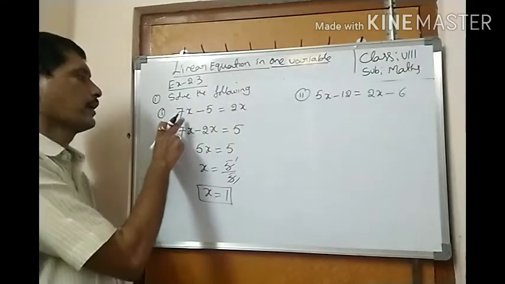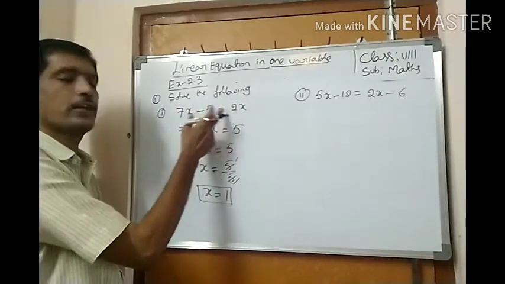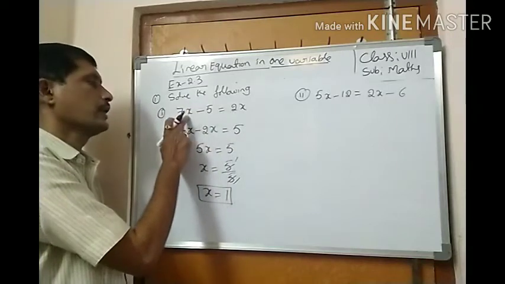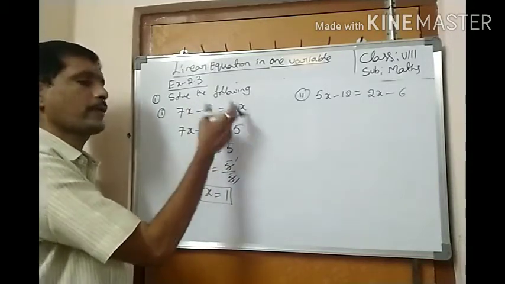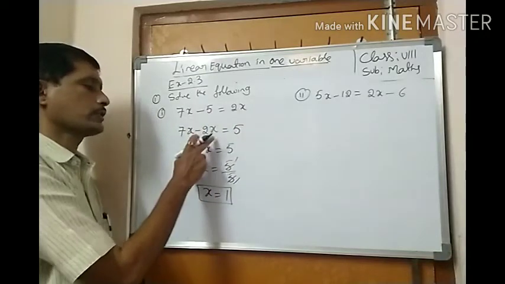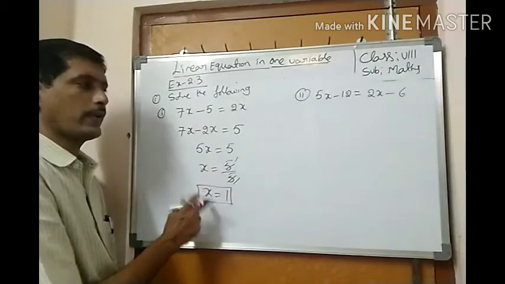Okay. Here 7x minus 5 equal to 2x. Variables are changed to one side, remaining terms to the other side. This 2x is changing sides, so it becomes minus 2x. 7x minus 2x is 5x, equal to 5. Therefore x equal to 5 by 5. Therefore x equal to 1.